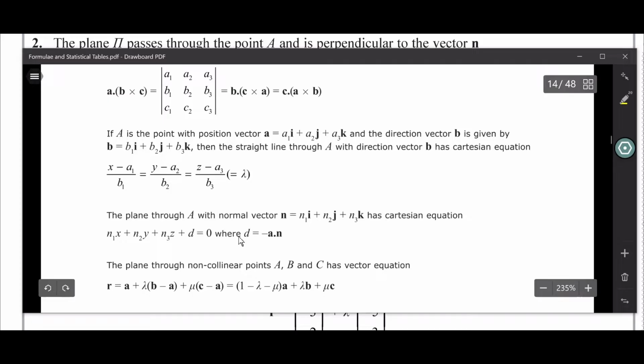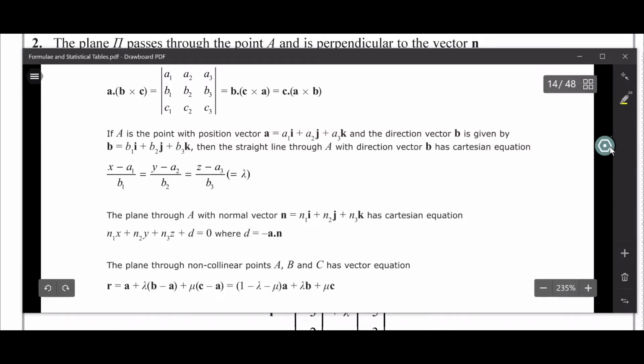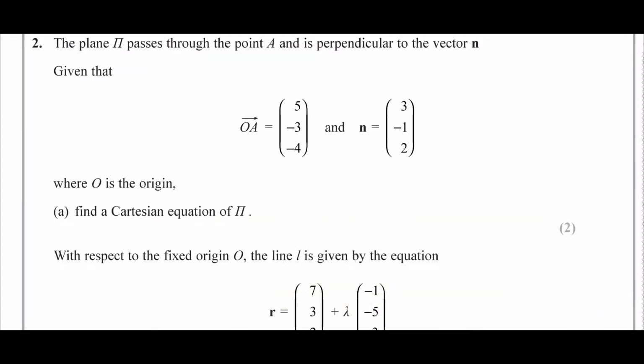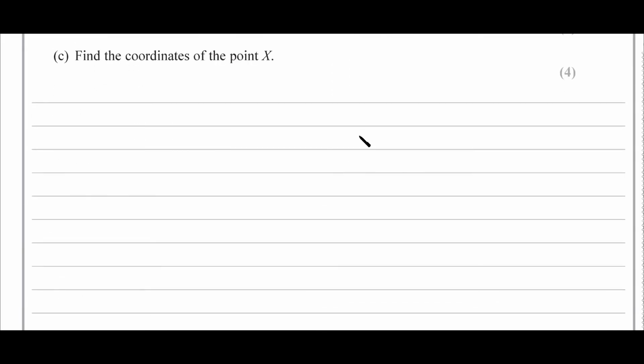Now, if we find out this value of d, we know the coefficients of n. From that, we can determine the Cartesian equation of pi. So over here, I will highlight this. We will be using this in the formula book. So with that being said, the first thing we can do is dot product OA with n to determine the value of d.